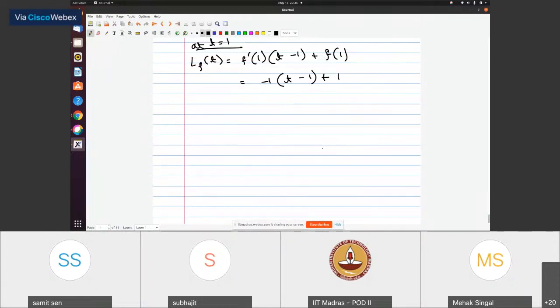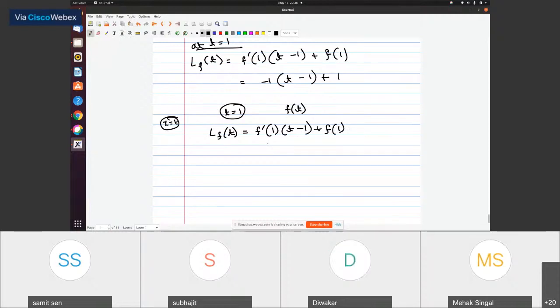No, why? See, here x and t are basically the same. Here my variable is t, not x. So t is the variable here. At t equal to 1, we have to calculate the linear approximation of some function f(t). So the linear approximation at t equal to 1 is nothing but f dash 1 into (t minus 1) plus f of 1, right? Like mx plus c. Yeah, exactly. Okay, so I'm confused at this part.